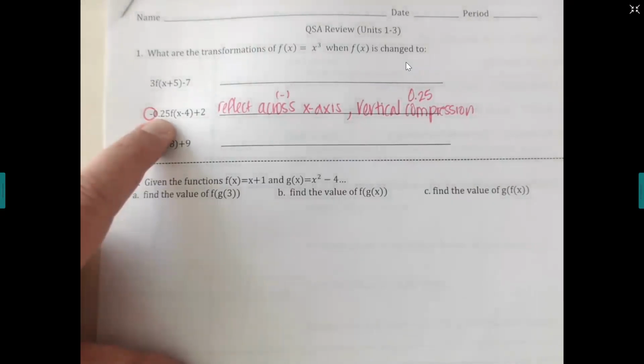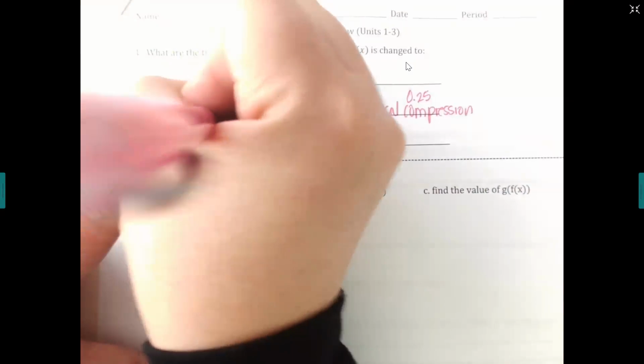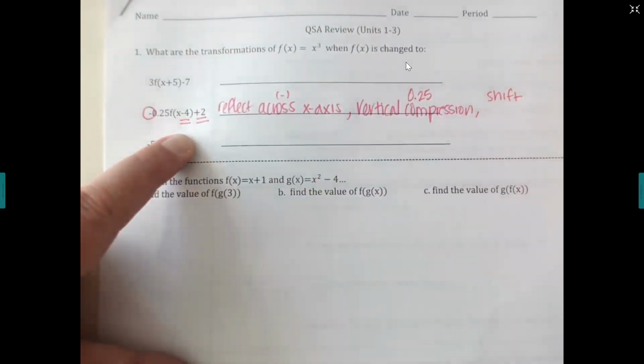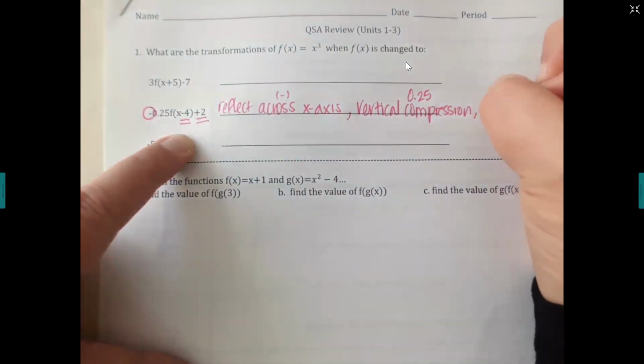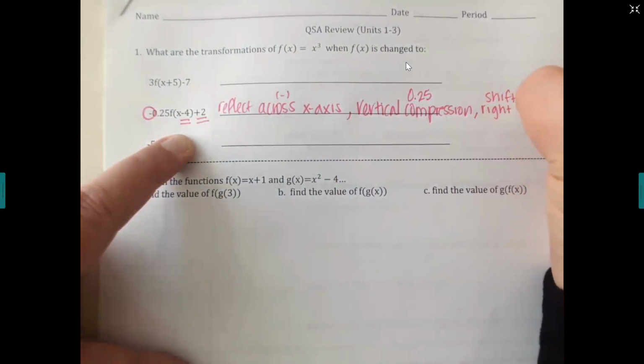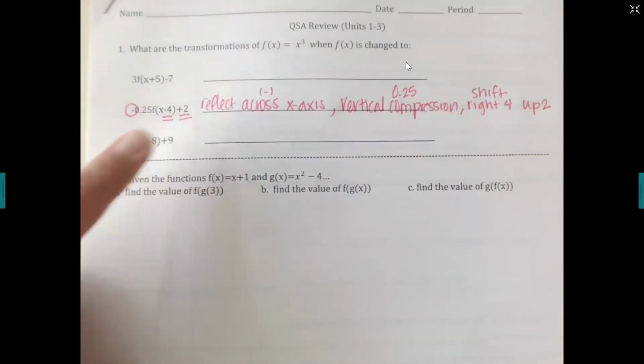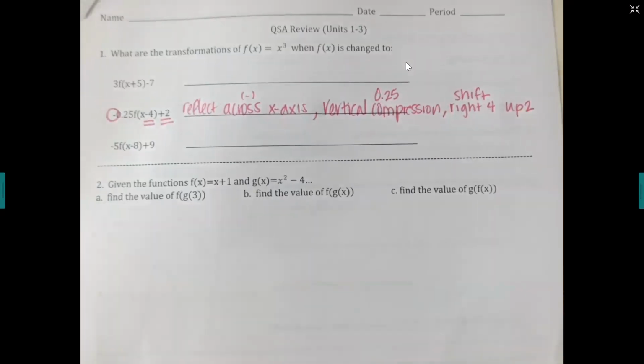Then last thing here, we have a -4 and a +2. Those are going to shift the graph. Which way will the -4 move it, left or right? Right. So right 4. And what about the +2? Up 2. Those are rules we've been seeing since Algebra 1. Hopefully we're comfortable with those. Okay, go down to number 2, please.